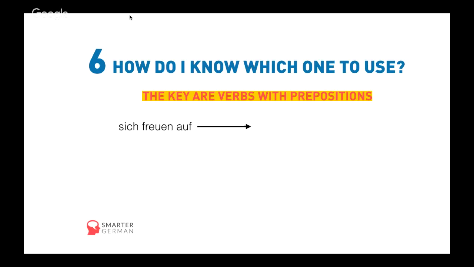Can you already figure this out? I give you 3 seconds to think what would be the word. 3, 2, 1. You would need darauf. Ich freue mich darauf. I'm looking forward to it. Yeah, to the thing that someone has said before. And the question would be, what are you looking forward to? Worauf freust du dich? What are you looking forward to?